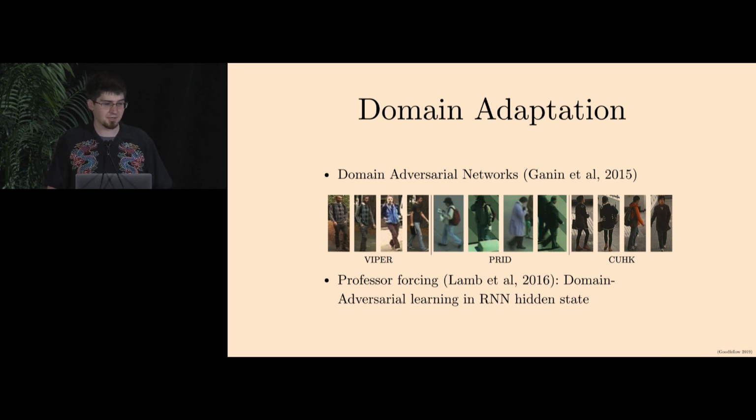Professor forcing takes the idea of domain adversarial learning and treats teacher forcing mode and free running mode in the RNN as two different domains. So you use a domain recognizer and try to make the RNN produce the same statistics of sequences of hidden states, regardless of whether it's running clamped to the data or running in free sampling mode.